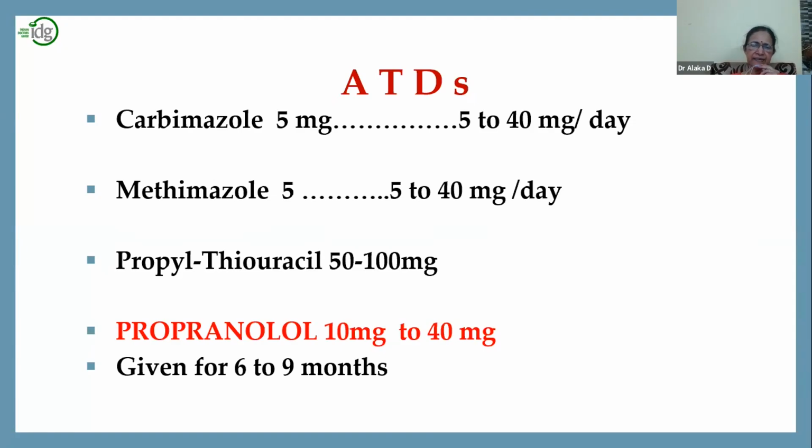The treatment is continued for about 6 to 9 months. And then once the patient is euthyroid, even when the patient is euthyroid, continue it for 6 to 9 months. Otherwise, there can be early relapse. So these are the anti-thyroid drugs which you are going to use. Again, titrate them with your hormone levels. Go on increasing the dose or slightly decreasing. But propranolol has to be continued.